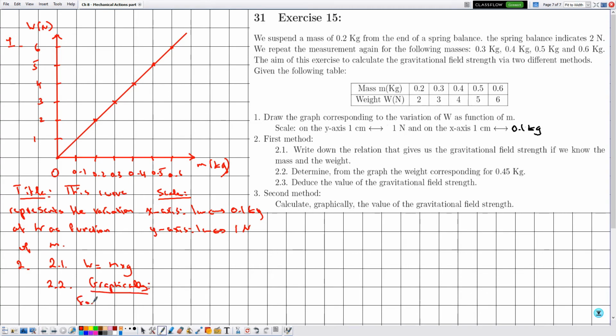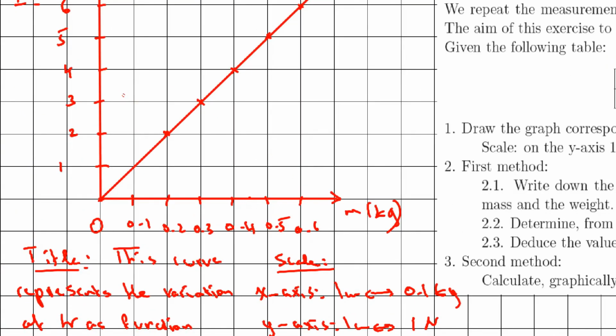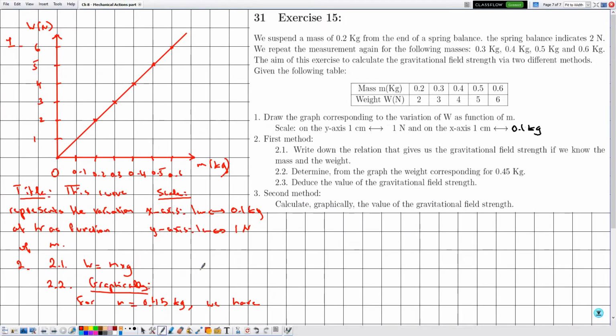Then for M is equal to 0.45 kilograms, we have then 0.45 kilograms correspond for this point on the curve, and if you are plotting on a graph paper, it will correspond to a value of 4.5 newtons.